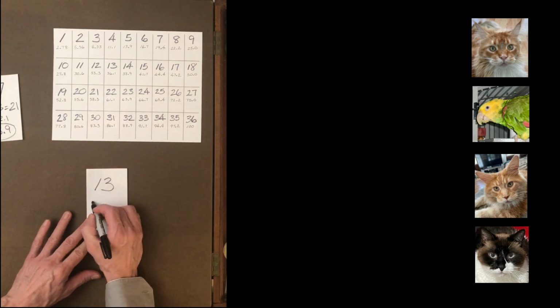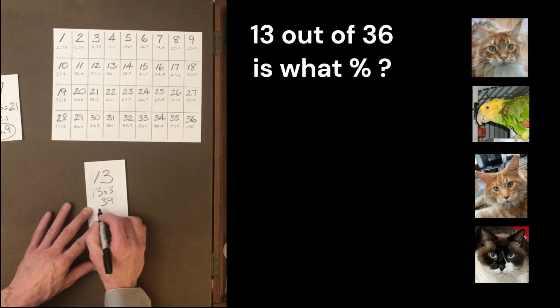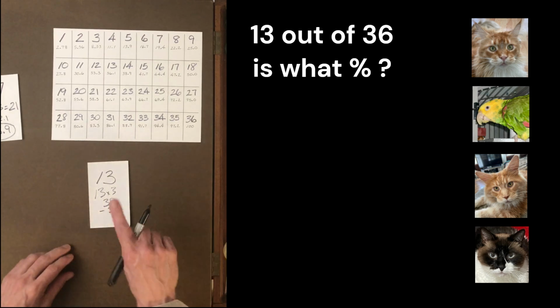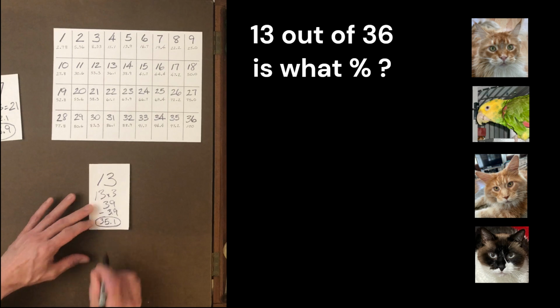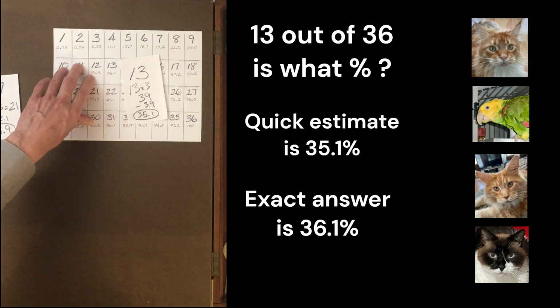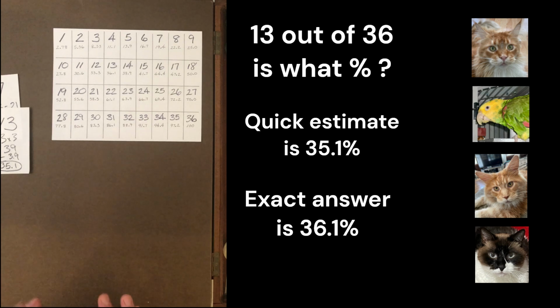Our next number, let's look at 13. 13 times 3 is 39. We're going to subtract 10%, and that gives us 35.1. The actual answer is 36.1. So we're off by 1%. But when you don't need to be accurate, if your situation on the board is that you do not need to be accurate, that's pretty quick. In a few seconds, we got to within 1%.